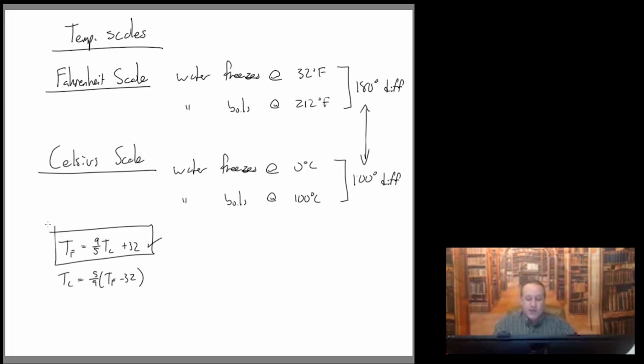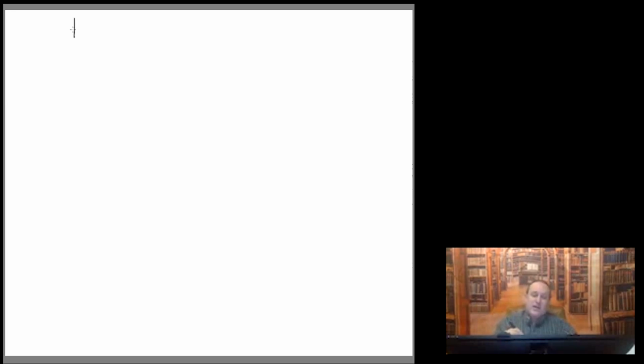But we want to use the third scale, and even this third scale, I'm sure most of you have learned about it in some other science class, maybe chemistry, maybe high school science of one sort or another, and that temperature scale is called the Kelvin scale.